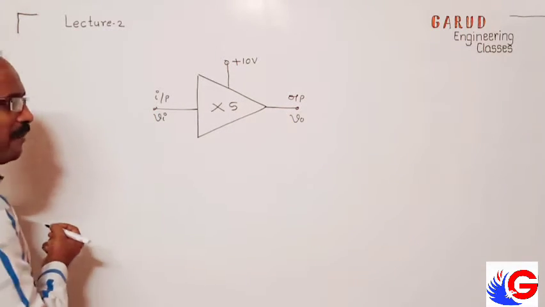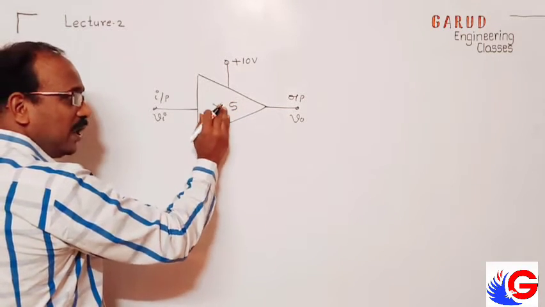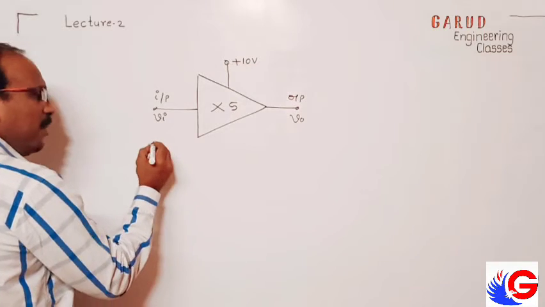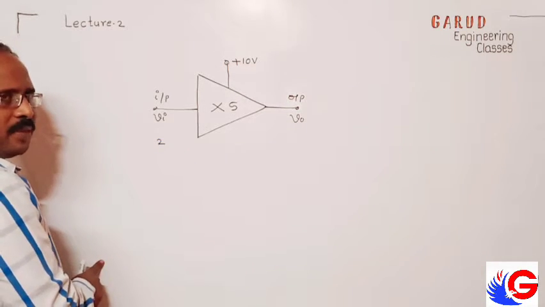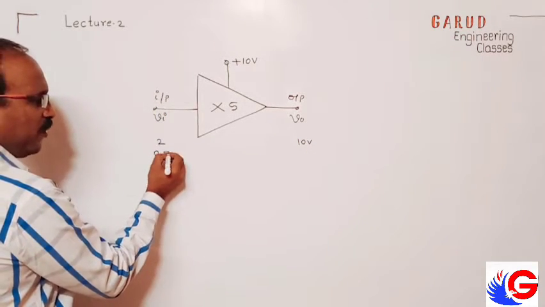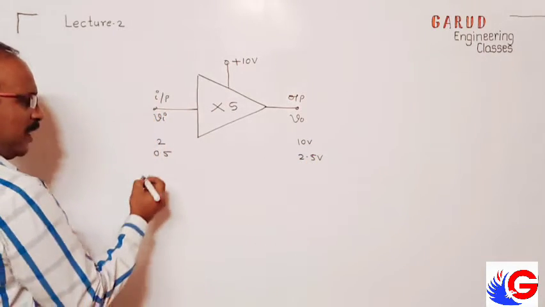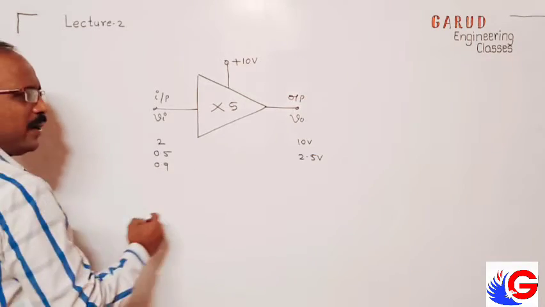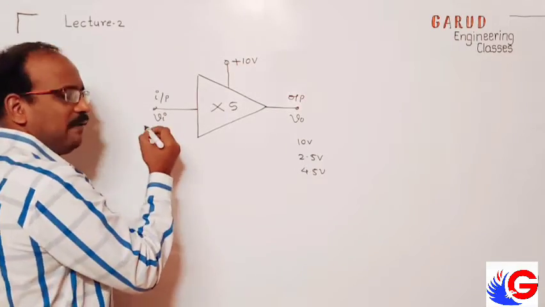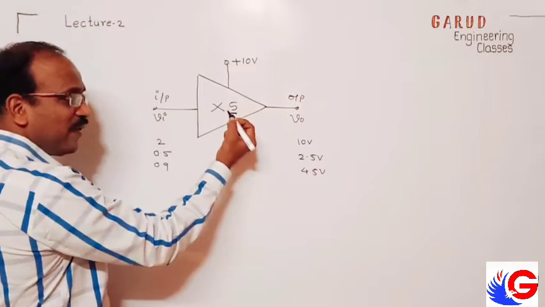Now, what is amplification? Whatever I apply here, this device will increase the strength of the signal without changing its original shape. If I give 2 volt here, 2 into 5, the output will be 10 volt. If I give 0.5 volt, 0.5 into 5 gives 2.5 volt. If I give 0.9, I get 4.5 volt. Whatever signal I give, it will amplify.